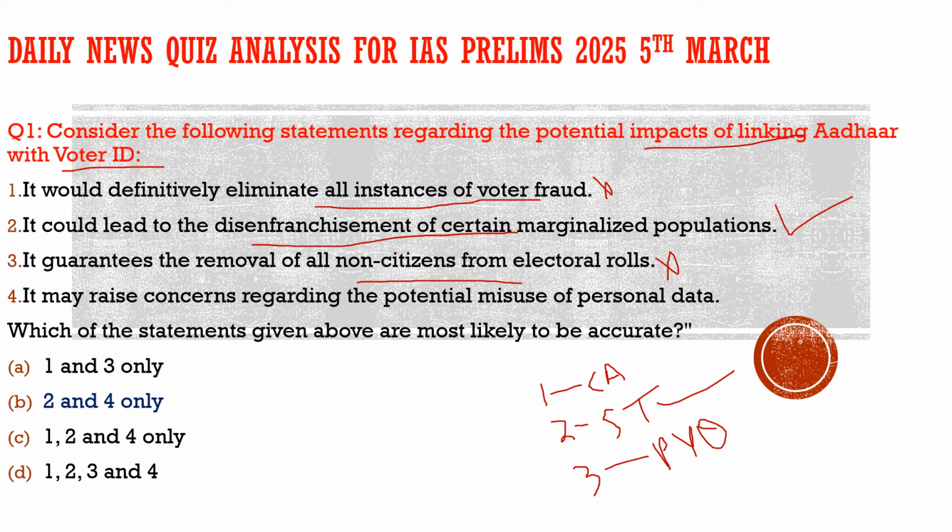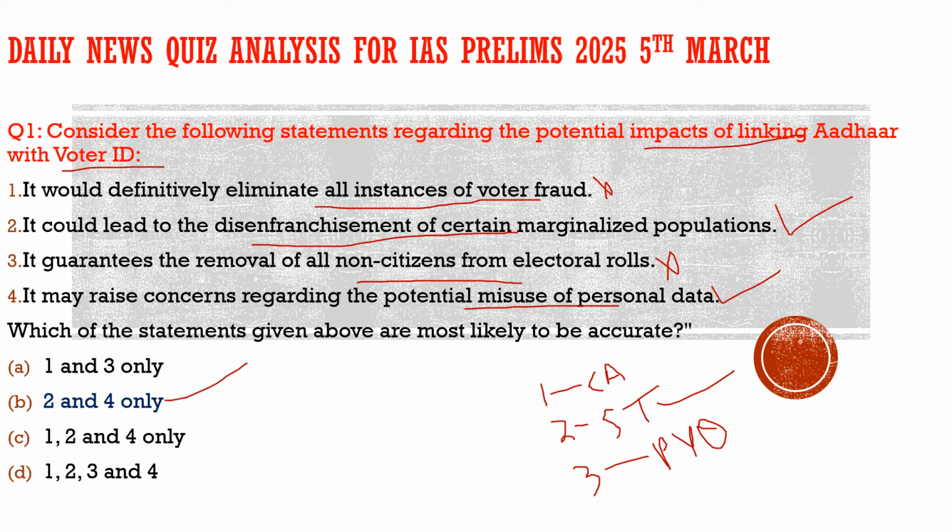Fourth statement, it may raise concerns regarding the potential misuse of personal data. 100% correct. This is one of the issues related to Aadhaar cards. So with respect to this question, what is the correct solution? The correct solution is option B, which is 2 and 4 only. Now, we have discussed the question.